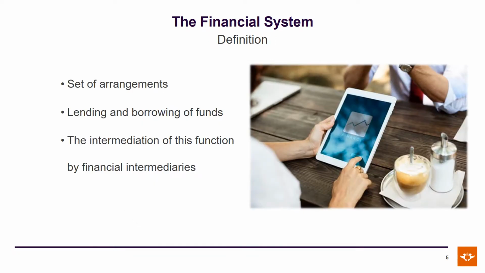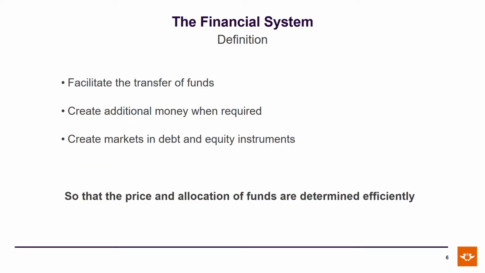So the financial system was set up in order to allow for money to be transferred between those who have excess funds to those who have a need for those funds. The financial system is a set of arrangements which facilitates the lending and borrowing of funds, and this function is performed by financial intermediaries. So the financial system, through financial intermediaries, facilitates the transfer of funds between lenders and borrowers. They sit in the middle of that transaction.